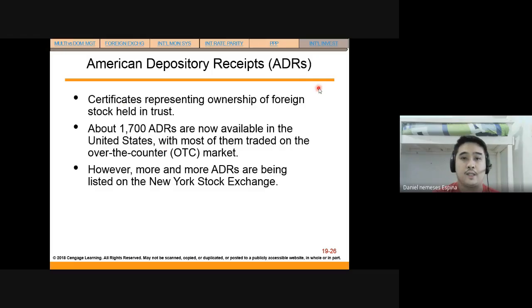So in the Philippines, we also have Philippine depository receipts. These depository receipts are bought by foreigners. Okay, since in our country they cannot own more than 40% of shares, they usually buy these depository receipts to be able to invest in that business.